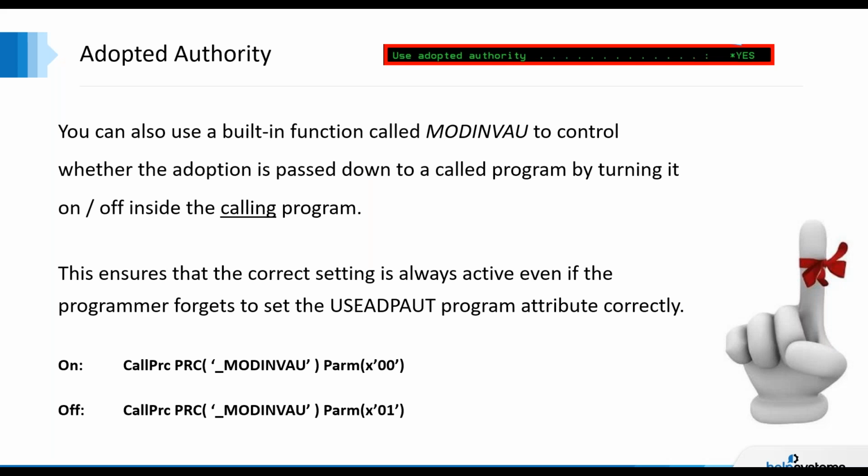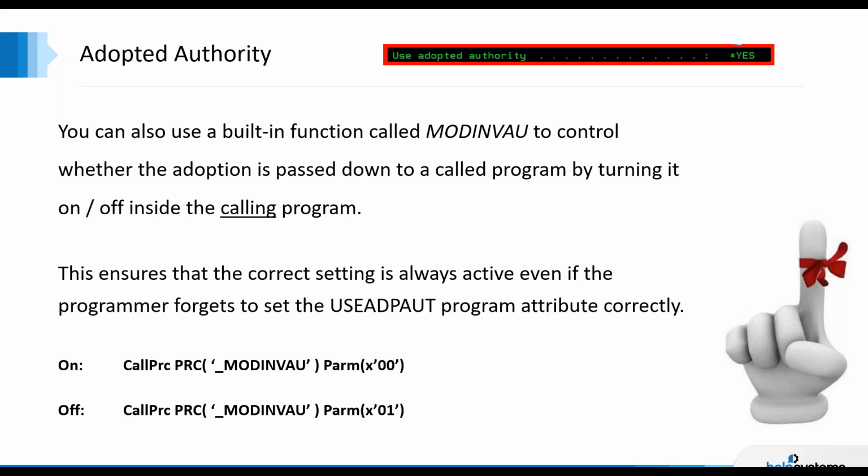If you would rather not try to remember about the inheritance, then there is actually a built-in function you can control through a couple of procedure calls. I gave the code to you right here. The benefit here is if you've recompiled a program and you forgot to set that use adopted authority program attribute, you can do it programmatically inside the program that is about to call another.